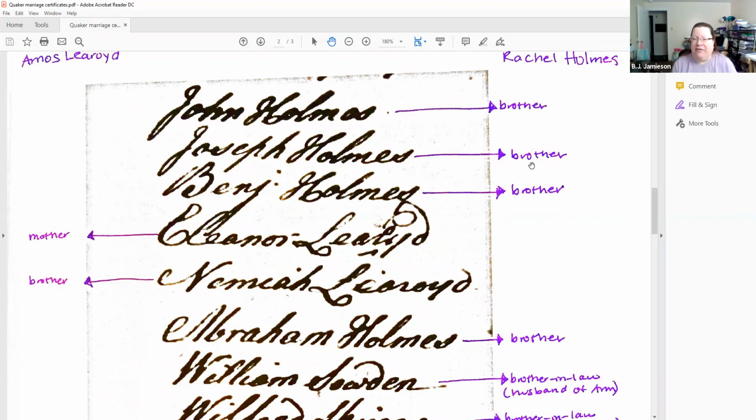Does that make sense to everybody? If you ever run into Quaker ancestors, they kept really good records. It's really nice.